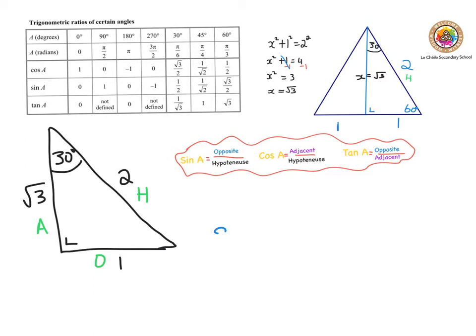So sine of 30 degrees is equal to, well, opposite over hypotenuse. So the opposite is 1 and the hypotenuse is 2. And I know I'm correct there because I can see it up here in my table right here.